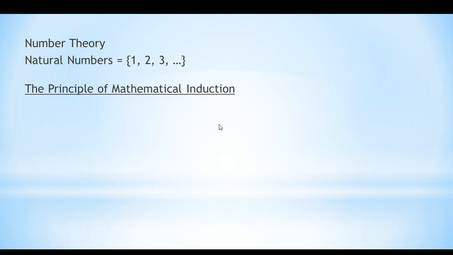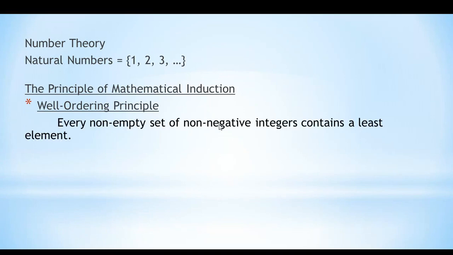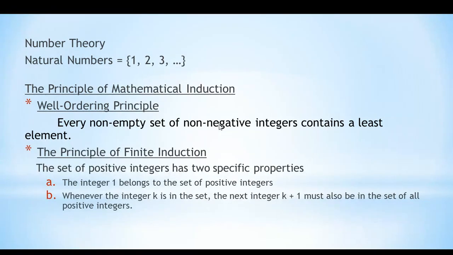The principle of mathematical induction can be derived from the well-ordering principle. The well-ordering principle is one of the properties of natural numbers that states that every non-empty set of non-negative integers contains a least element. The well-ordering principle is true only for natural numbers.